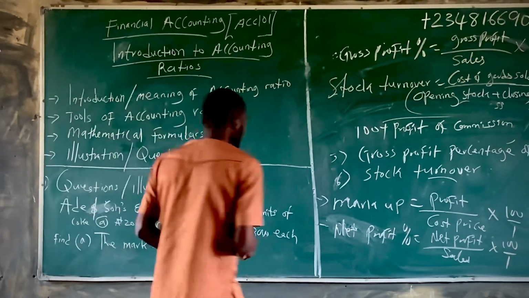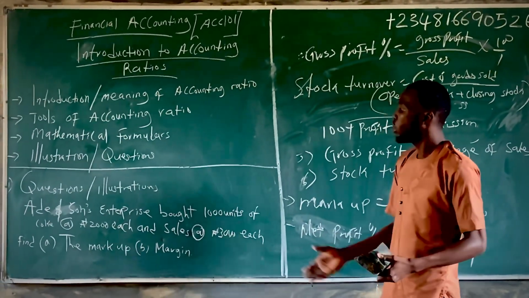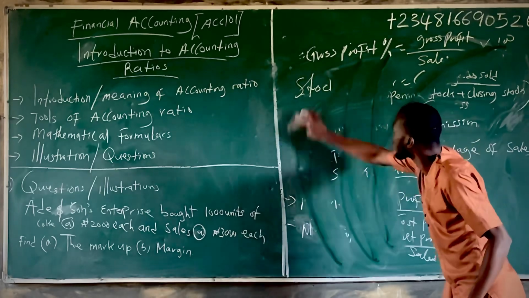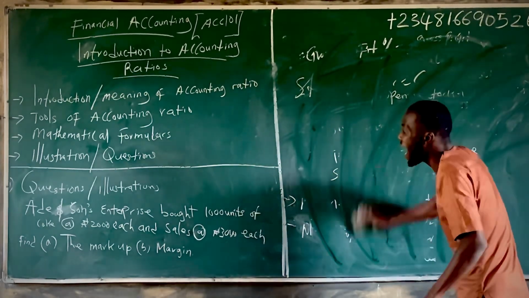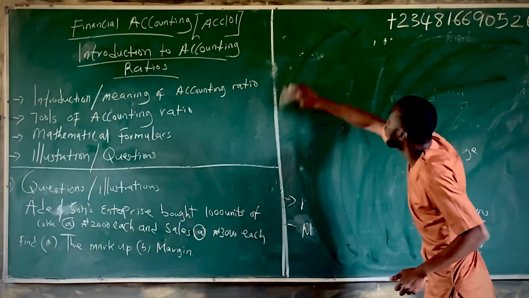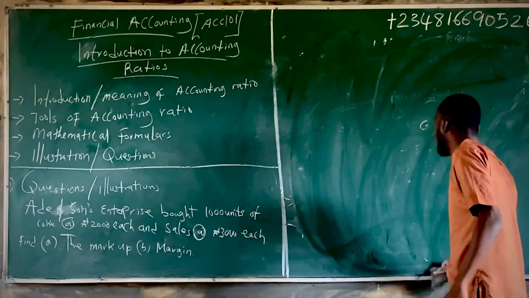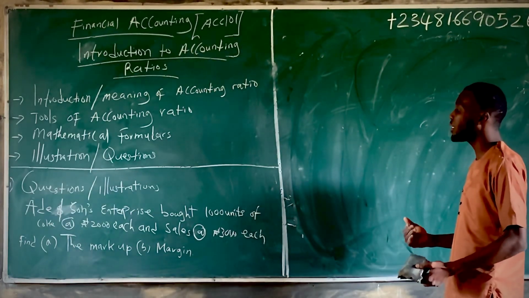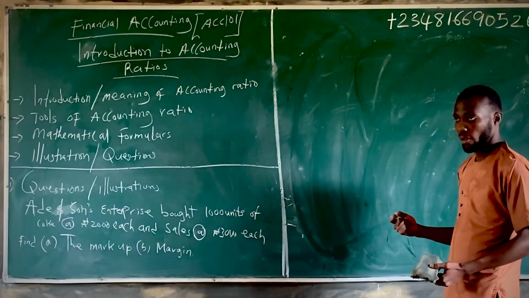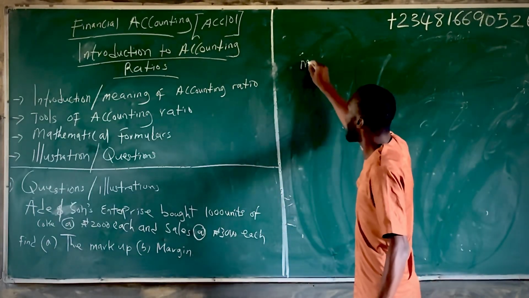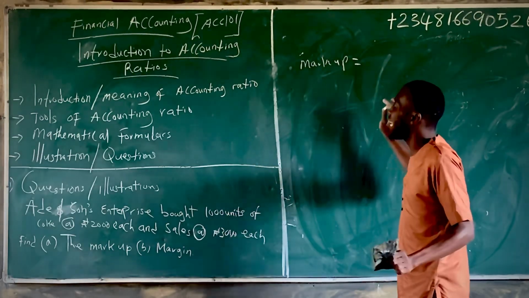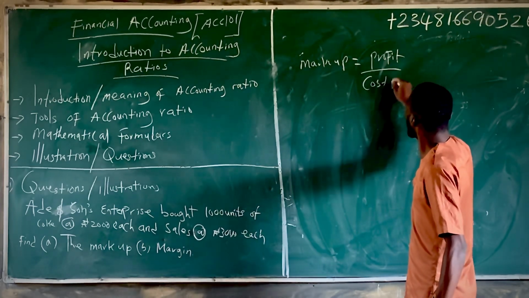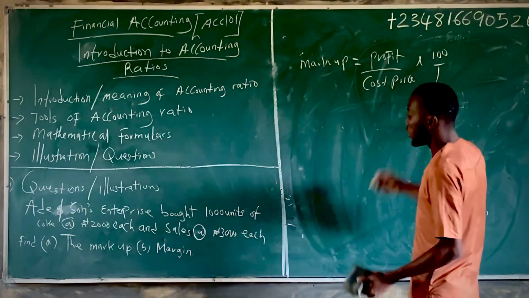Then we now take an illustration, a question on this concept, so that you understand what we are saying. So let's look at this particular question. We have Ade and Sons Enterprise. Ade and Sons Enterprise bought 1,000 units of coke at 2,000 naira each, and sells at 3,000 naira each. Find the markup. Now, we said the formula for markup is the profit over the cost price times 100 over 1.